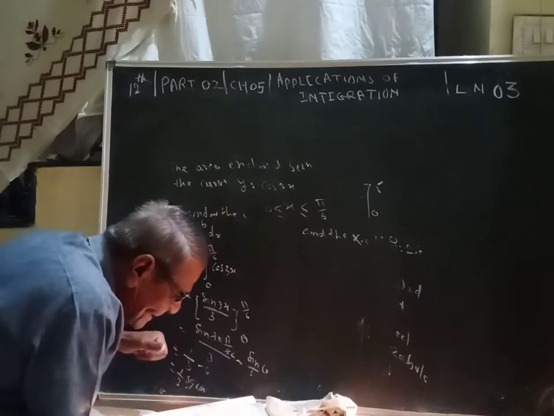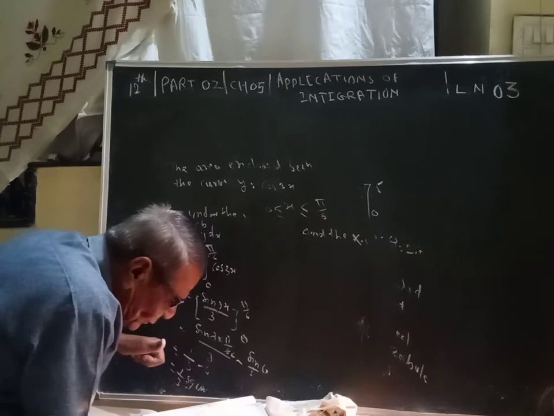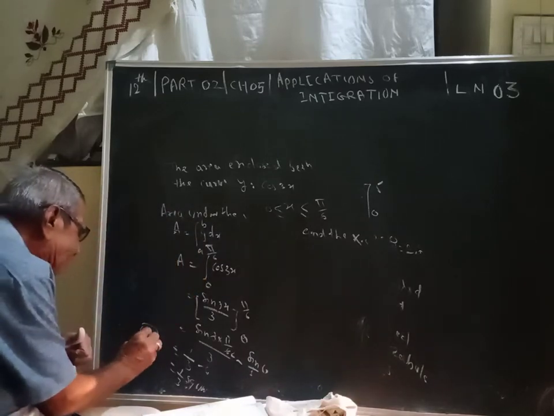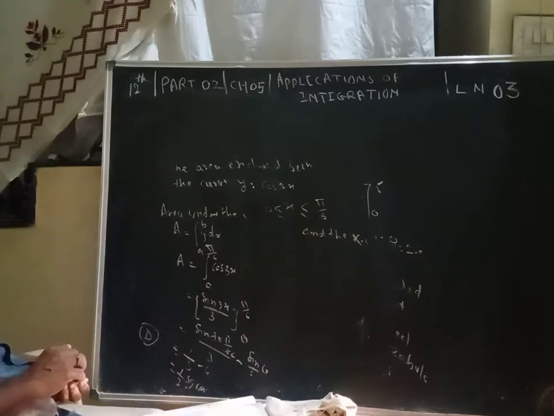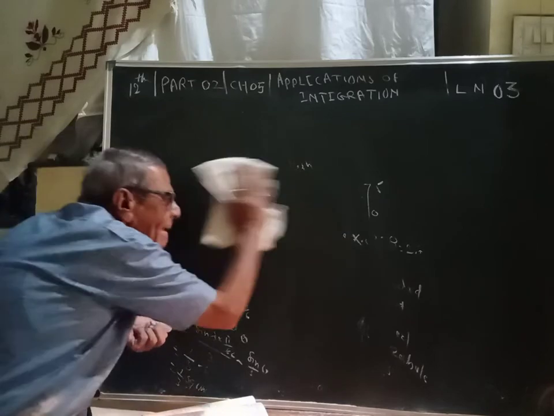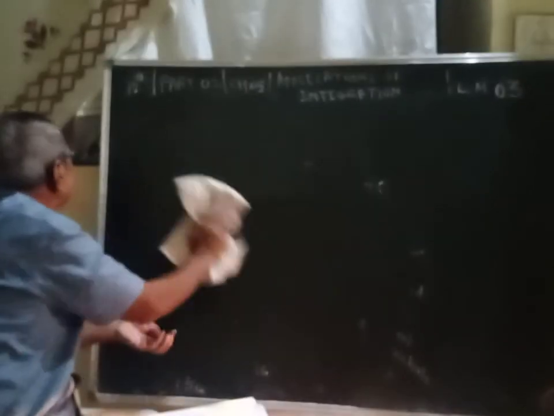So the answer is 1 upon 3 square units. D is the correct answer. Okay, let us go to the next, please.